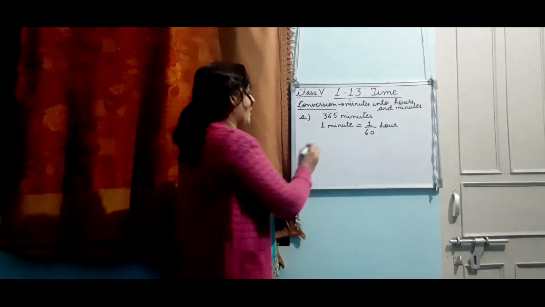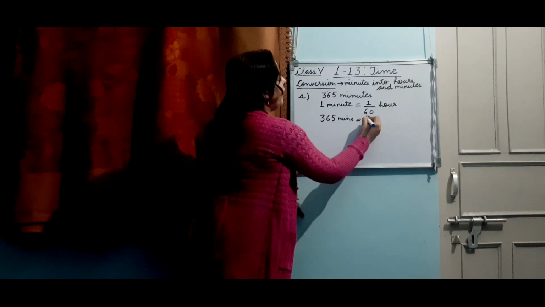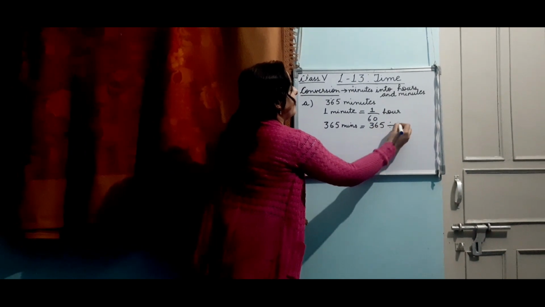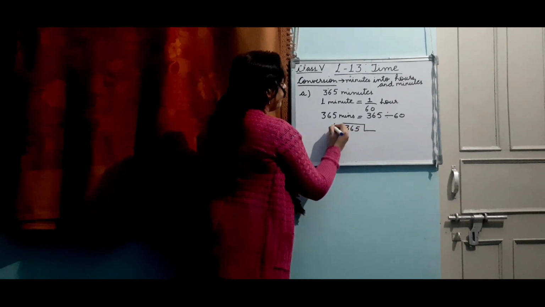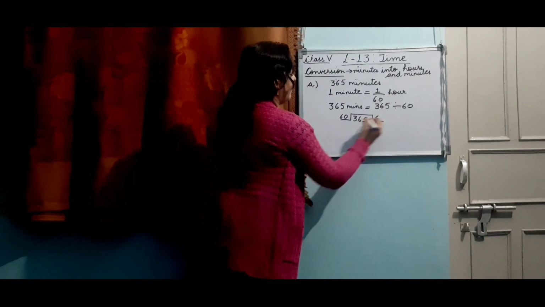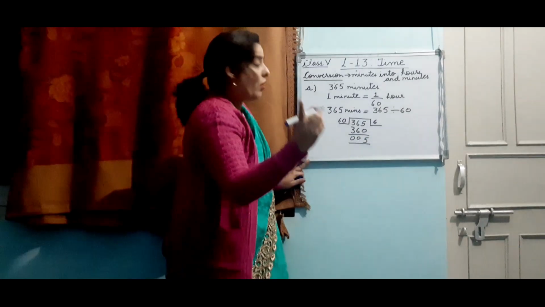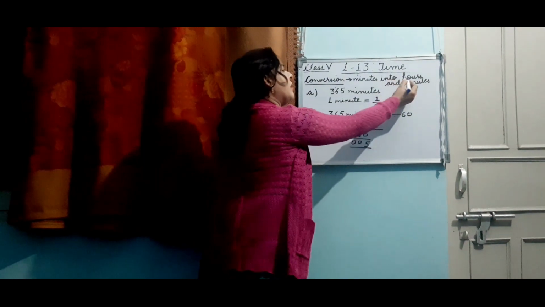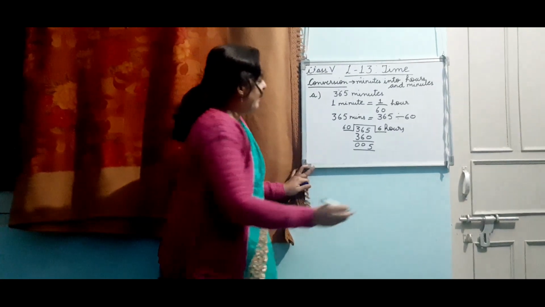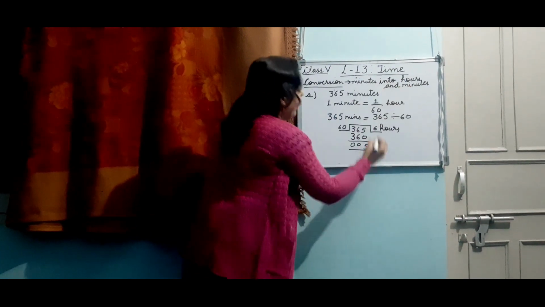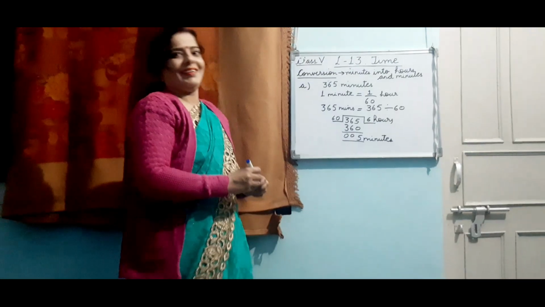So it means division. Now to get the answer, what will you do? You are going to divide 365 by 60. And after division, we will get quotient and remainder. Whatever is the quotient has been converted into hours. Now the answer is 6 hours. And whatever is the remainder has not changed into hours, it will remain minute. So what is the answer? 6 hours 5 minutes.